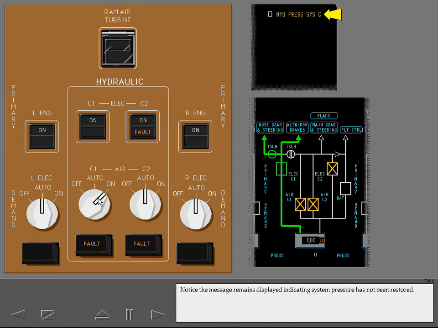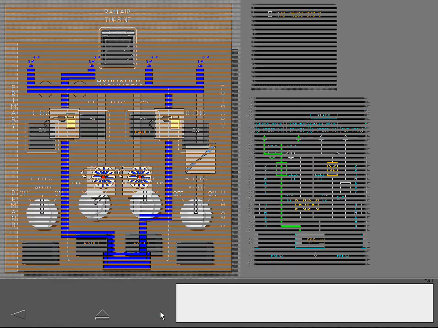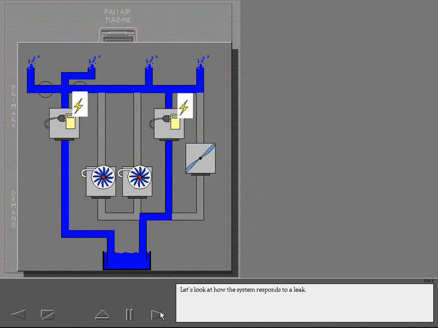Notice the message remains displayed, indicating system pressure has not been restored. The likely cause of low center system pressure is loss of hydraulic fluid. Let's look at how the system responds to a leak.